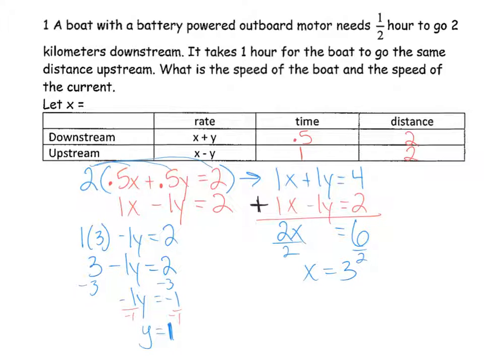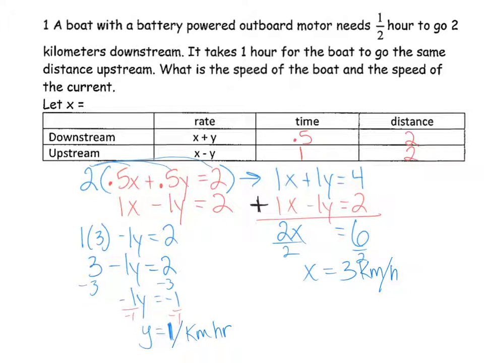You have an answer of x equals 3 kilometers an hour, or you have the answer of 1 kilometer an hour. You have to figure out what's the speed of the boat and what's the speed of the current. You use common sense and logic to decide. How fast is the current going? How fast is the boat going? Which answer is the 1 and which answer is the 3?